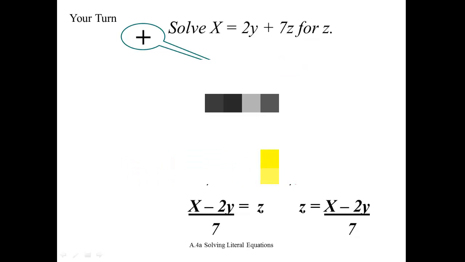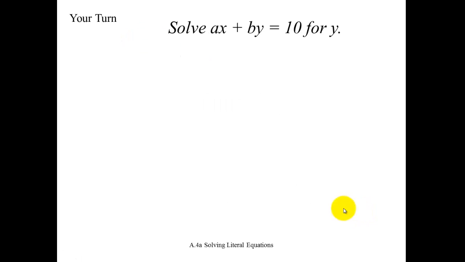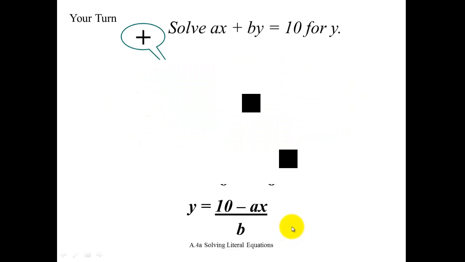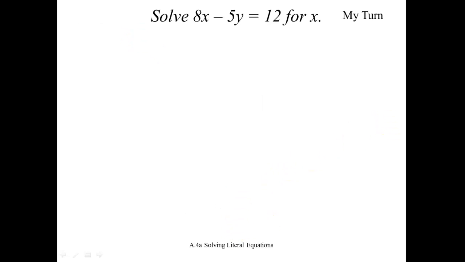The answer that you're going to get is z equals capital X minus 2y divided by 7. For the next literal equation, again, I need you to pause the video and solve for the variable y. The answer that you're going to get is y equals 10 minus ax divided by b. Alright, let's solve this next question.